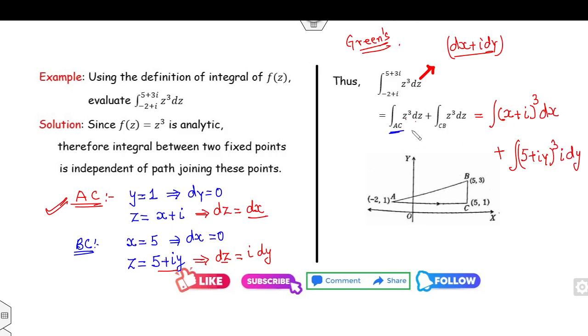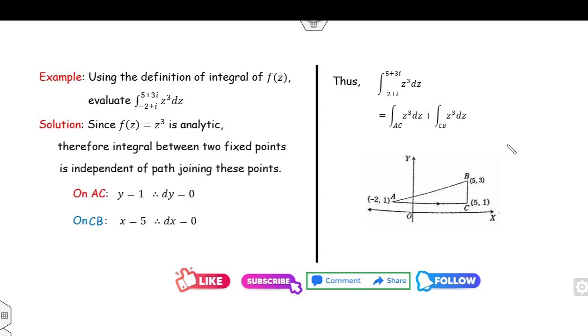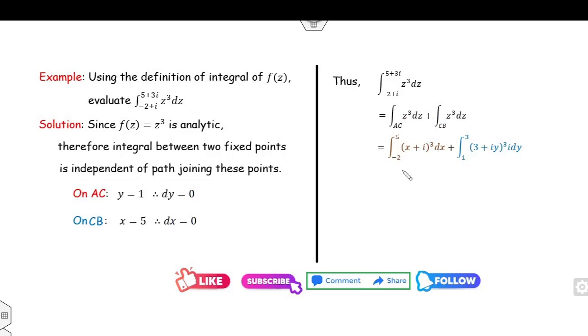On the curve AC, what is the limit of x? From -2 to 5. On the curve BC, what is the limit of y? From 1 to 3. Fine. So I can substitute this. Now that's it, that's over. I think this integration is quite easy.